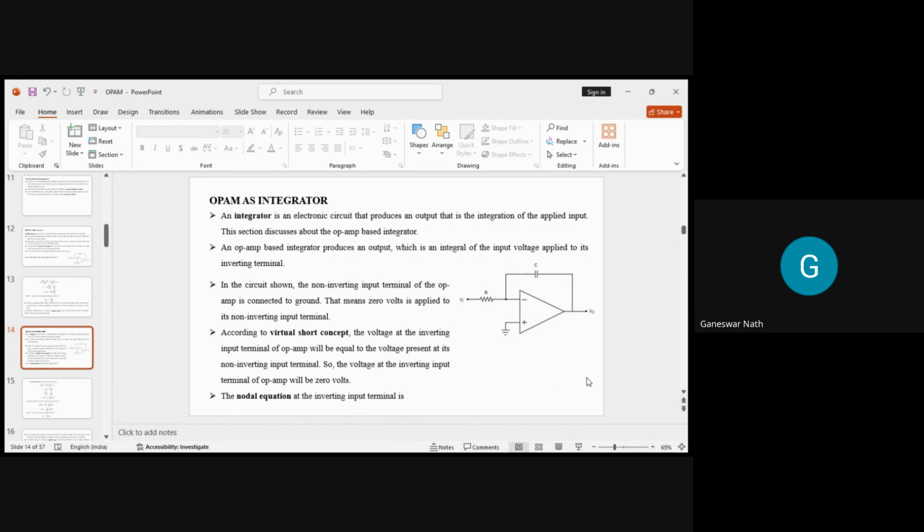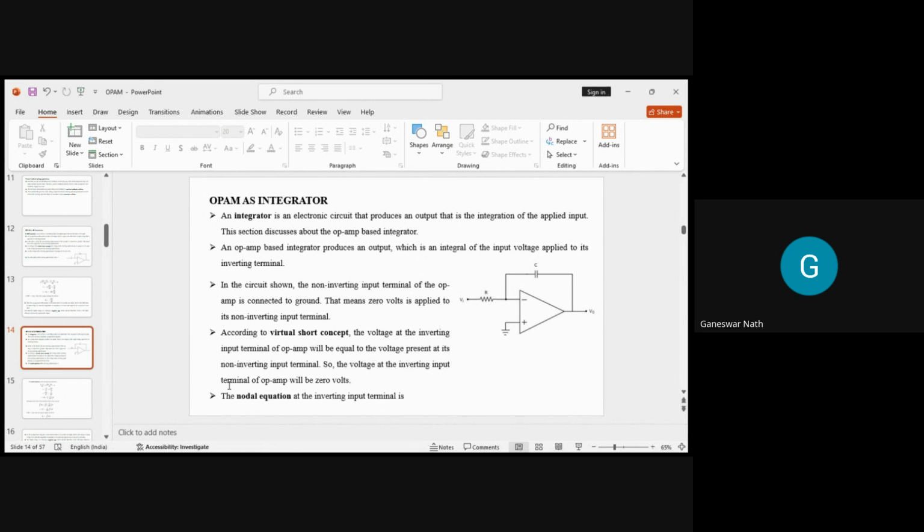Because here you can find there is a difference in the input voltage actually. So according to this virtual concept, the voltage at the inverting input terminal of the op-amp will be equal to the voltage present at its non-inverting input terminal. So the voltage at the inverting input terminal of the op-amp will simply be 0 volt.